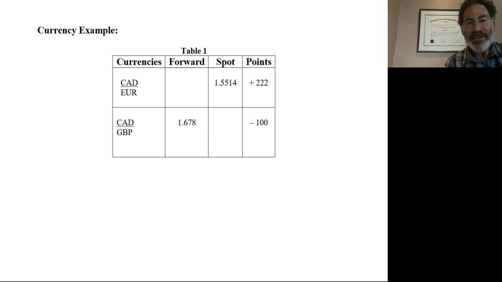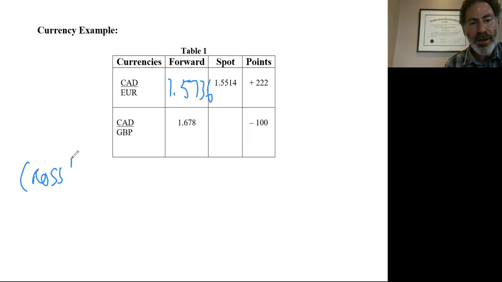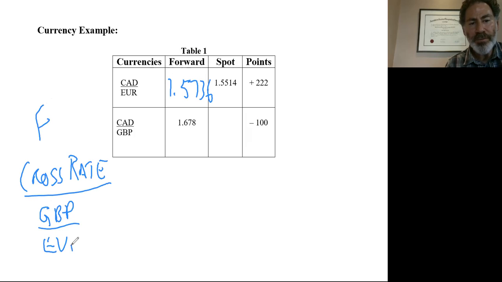Now we are asked for the cross rate. Let's say it was the forward, so I'll keep that. I'll fill in my forward here. We calculated the forward before as 1.5736. We already calculated that, and now if I want the cross rate, we're talking about the forward here. So the question is saying, what is the cross rate for British pounds per euro?